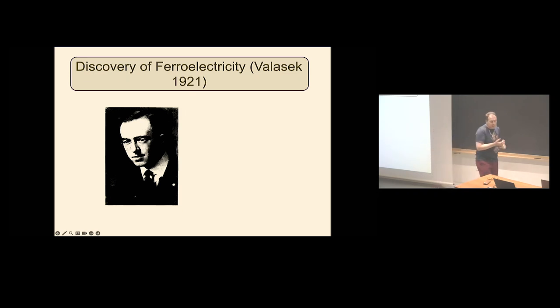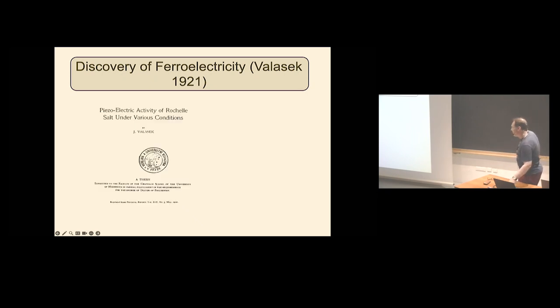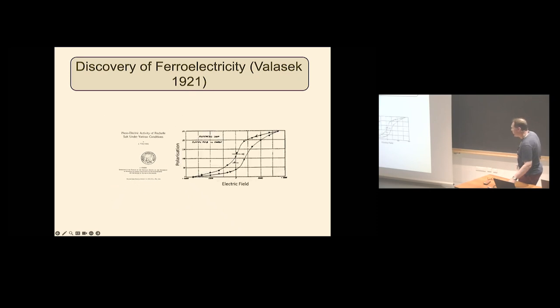Okay, so ferroelectricity, about 100 years old, discovered by this man Valasek, whilst working, I think, in Penn State. A thesis was published in 1922, but I think there was a paper that I haven't had access to in 1921 where this discovery was initially reported. And the discovery was as follows. He was mapping piezoelectric properties of materials, but found in Rochelle salt that the polarization as a function of electric field had this hysteresis which had never been seen before.